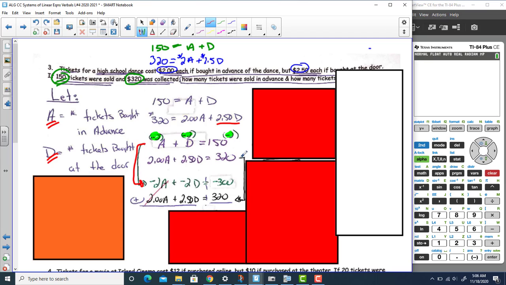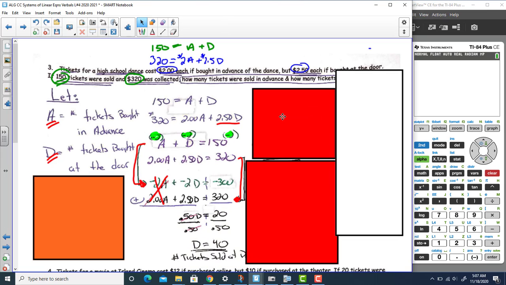And then we would be able to add together the new first equation with the original second to get our A's to cancel. You should try and do that and see if you can find out the value of D. If you were to take the time to solve for D, what you would get is this. There were 40 tickets sold at the door.